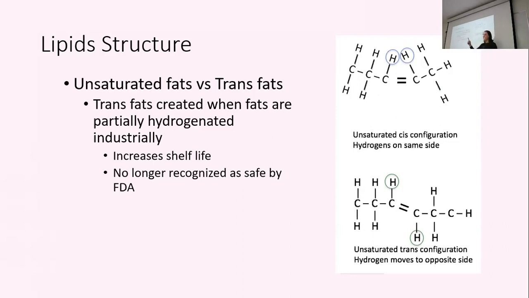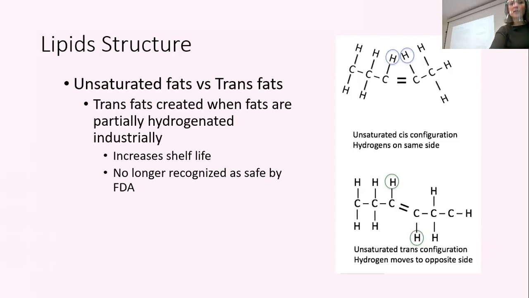This increases the shelf life of the fats, right? This is margarine. But they're not really great for consumption, right? These industrially created fats are no longer considered safe by the Food and Drug Administration, so we tend to try to avoid them, right? So you can have naturally occurring unsaturated fats that are in this kind of cis formation versus trans fats that are created industrially.